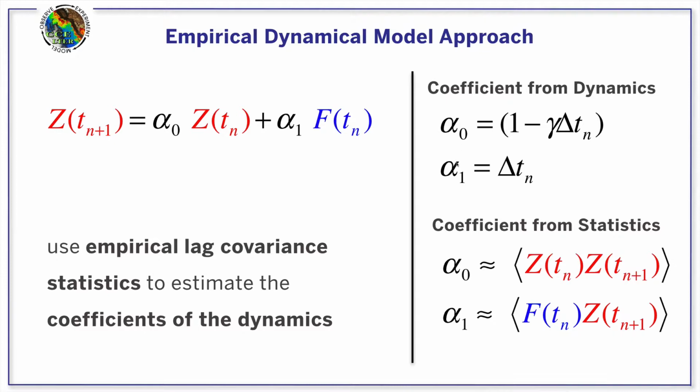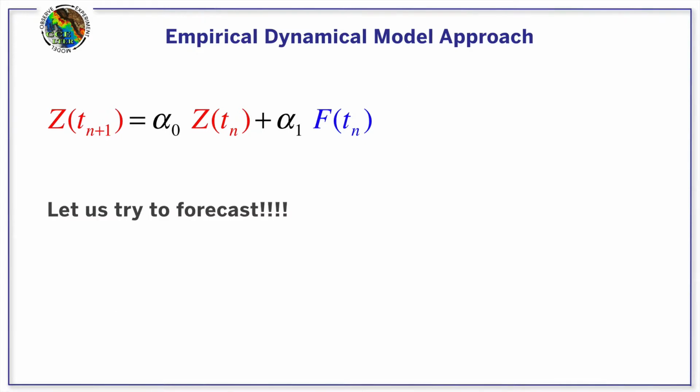So the main point is we don't know what the dynamics are, but we can estimate statistically some coefficients that represent a simple dynamical evolution of the zooplankton. And that's why we call it empirical dynamical model. The empirical is the statistics and the dynamical is the fact that you're trying to estimate these dynamical coefficients. So with that said, let's try to use this model to forecast.